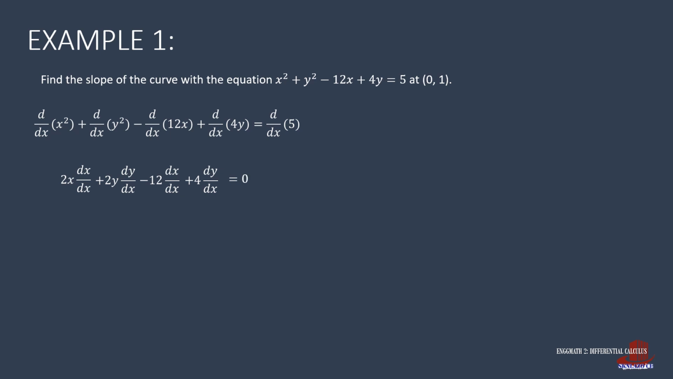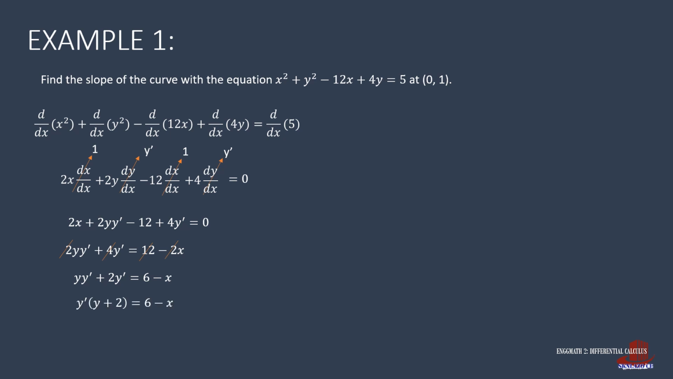Next, by simplifying dx over dx as 1 and dy over dx as y prime, we simplify the equation into 2x plus 2y y prime minus 12 plus 4y prime is equal to 0. We continue by collecting terms with y prime and pushing the others to the opposite side, and then simplify further by dividing everything by 2, we get y y prime plus 2y prime is equal to 6 minus x.